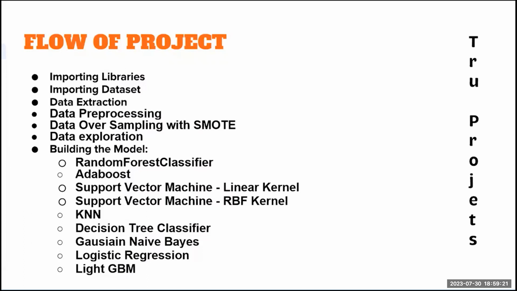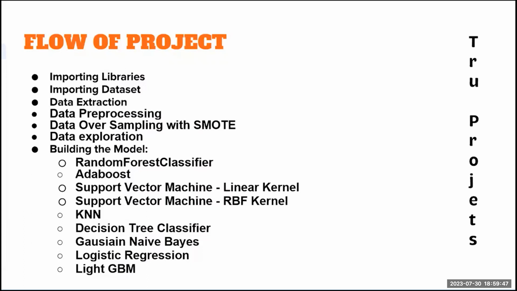And in the same way, the next step is support vector machine with the RBF kernel. It is also a powerful classifier that is used for the binary classification task, but by using the RBF kernel. And the next one is KNN. KNN stands for K nearest neighbor. It is a non-parametric classification algorithm that classifies the instance based on their proximity to the other data points.